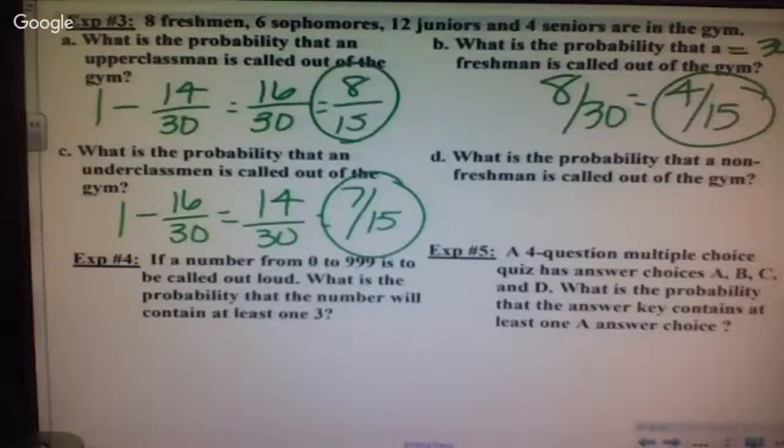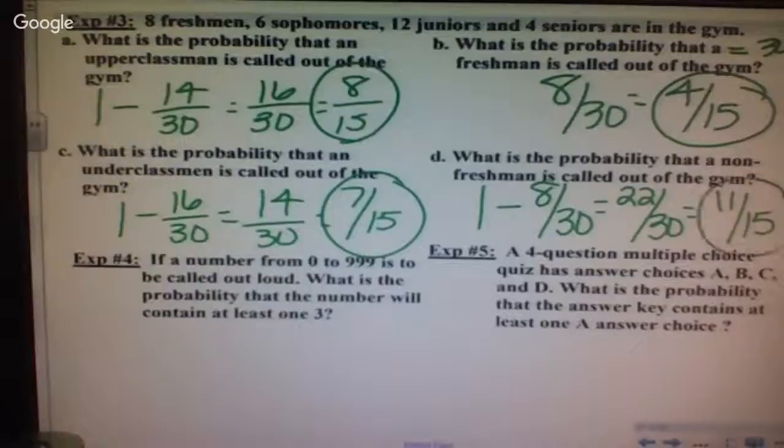D wants a non-freshman. So 1 minus, if I want a non-freshman, let's get rid of the freshman. So we subtract 8 out of 30, which leaves me with 22 out of 30, or 11 out of 15. Okay, so the complement's not always going to help, but it can. It can make your life just a little bit easier.